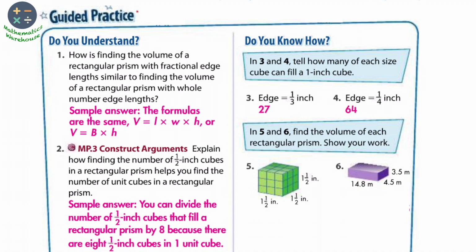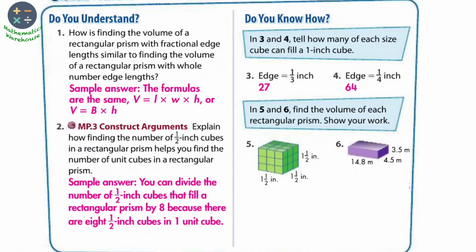In 5 and 6, find the volume of each rectangular prism and show your work. As we know, volume is length times width times height. So 1.5 times 1.5 times 1.5. We can convert them into improper fraction form to be 3 over 2 times 3 over 2 times 3 over 2. 3 times 3 times 3 equals 27, and 2 times 2 times 2 equals 8. So the answer is 3 and 3 over 8.